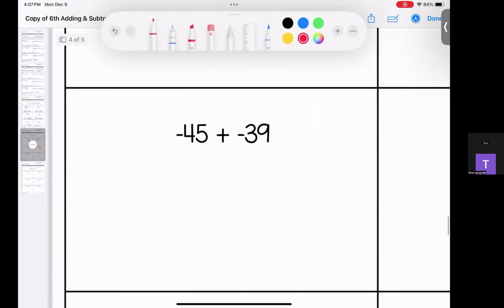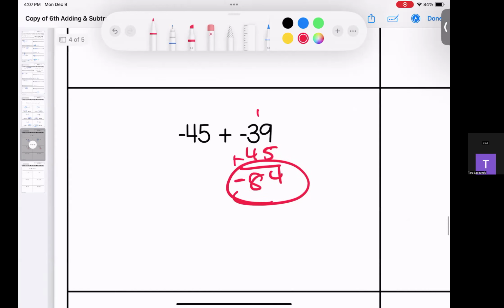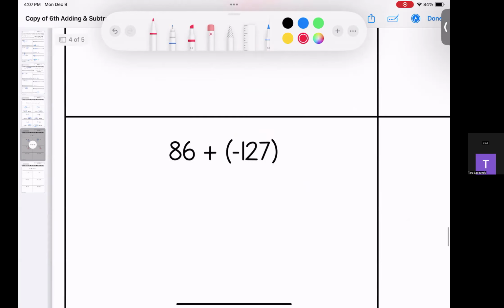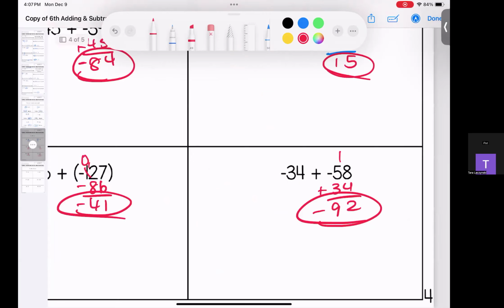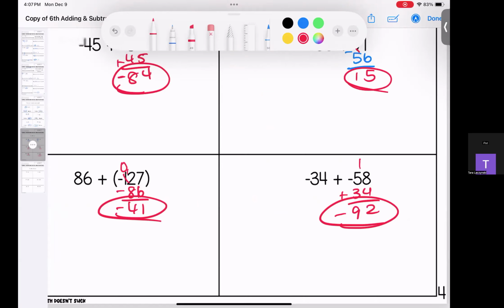Over here, same sign sum, so I'm going to add them. I get 84, but keep it negative. Down here, we have different sign difference. Stack them in the way that makes sense to your brain. I have 41, but that 41 is negative because the bigger number is negative. Same sign, sum. That's a 12. That's a 9. Growing in its negativity for negative 92.